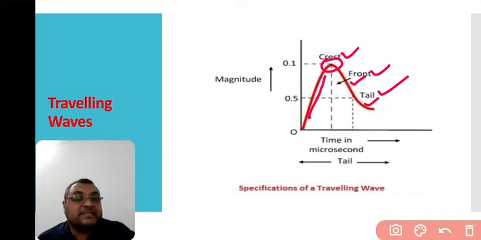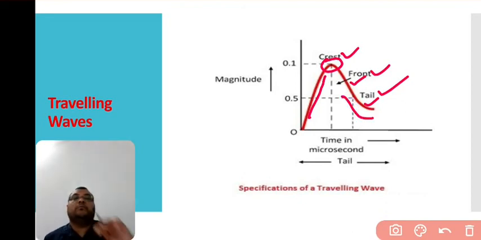Of course, you can see over here, that is the portion beyond the crest. It is expressed in time from the beginning of the wave to the point where the wave has reduced to 50% of its value at its crest. That is what you consider as the tail.